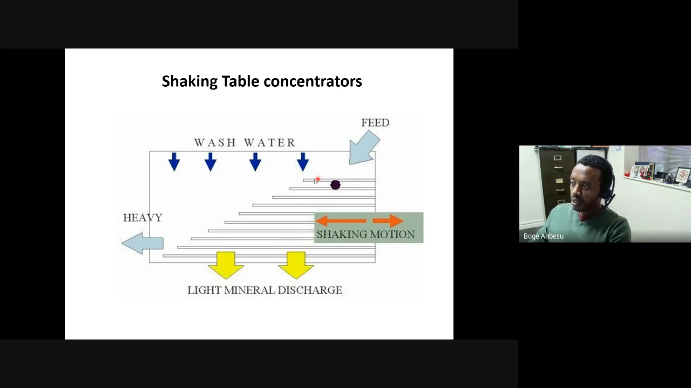So what happens is the dense particles will settle to the bottom of this groove, okay? Or we call them riffles. And the light ones are aggregated towards the top of this riffle. So then if you use wash water, as you apply wash water, the wash water goes this way, okay? So we apply it from that corner, wash water flows down this way. Okay, so what happens is the light particles which were on top of this riffle will be washed down.